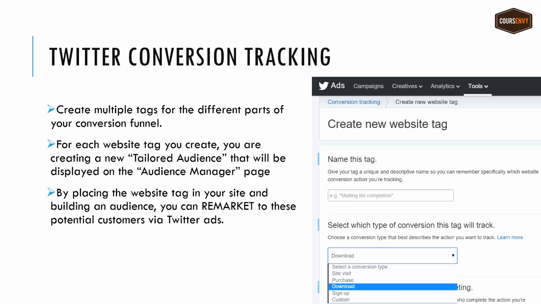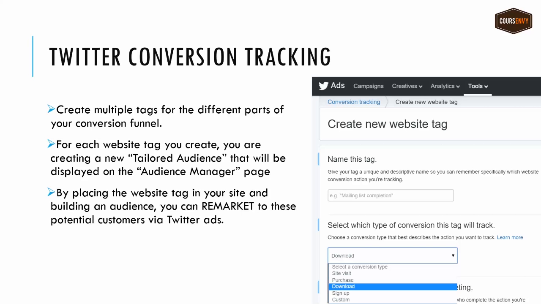Did they sign up for a form? This would have been on the thank you page for the sign up form. Did they actually purchase an item and I want to remarket a new item to them? Each one of these creates a custom audience in accordance to the page I embed that code on. So for each website tag you create, you're creating a new tailored audience that can be displayed on the Audience Manager page. By placing the website tag on that specific page, you're building an audience of people. Every time they come to that page, a new audience member is added to that tailored audience. Then in the future, you can remarket to these tailored audiences via Twitter ads.